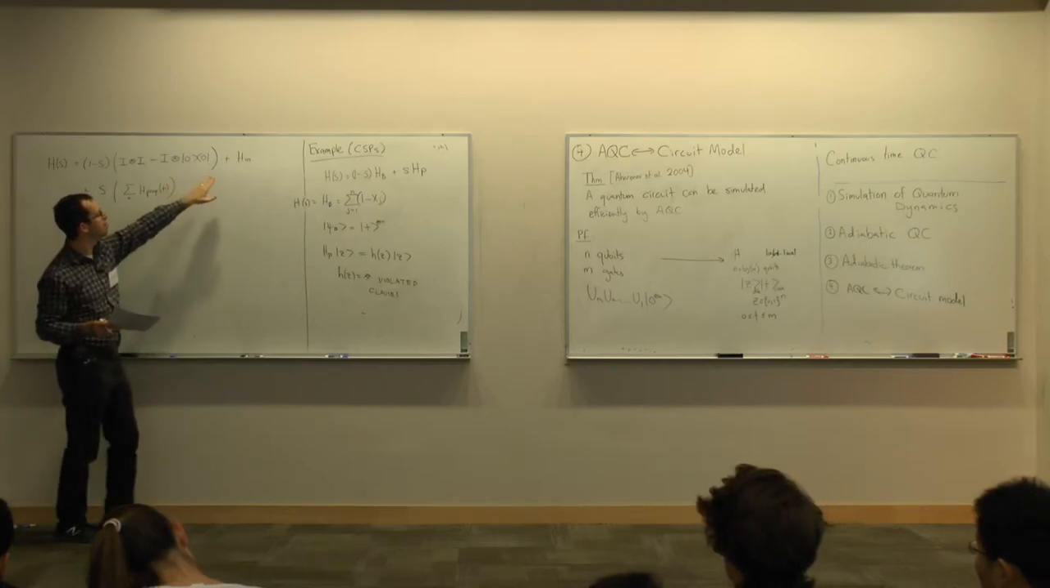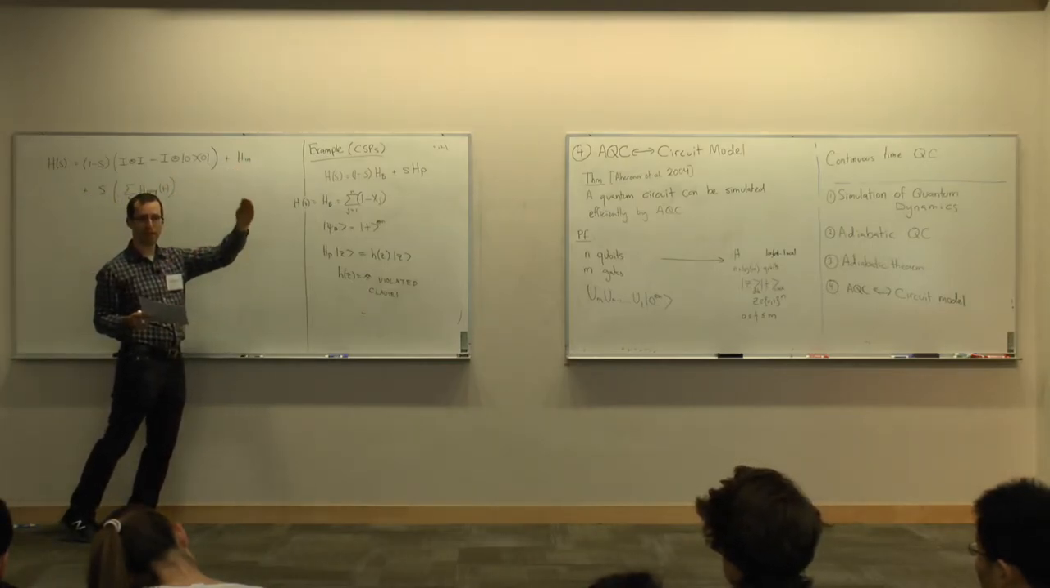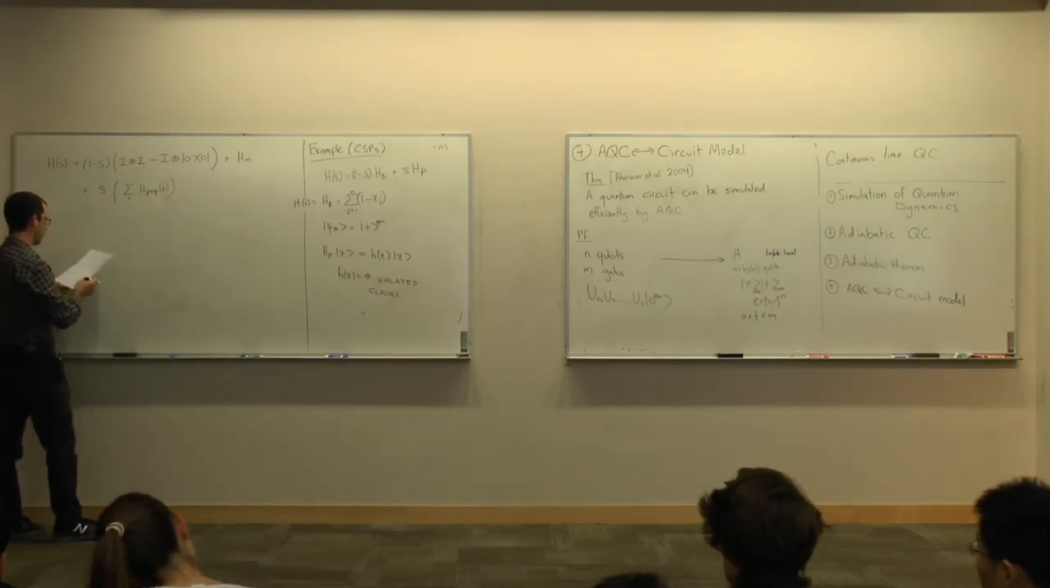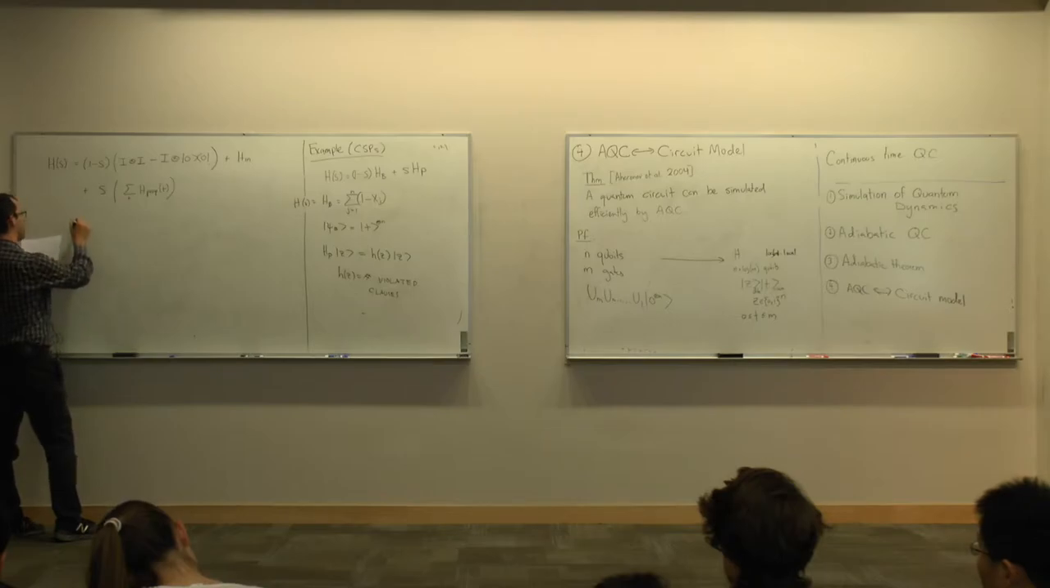And this H_in is going to be present throughout the whole Hamiltonian path. And this guy's going to get turned off, and the H_prop term will get turned on. And let me just write down the form of these terms.